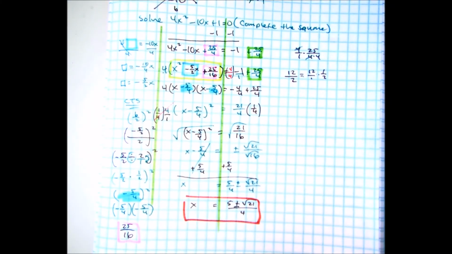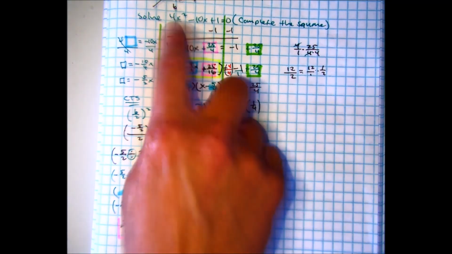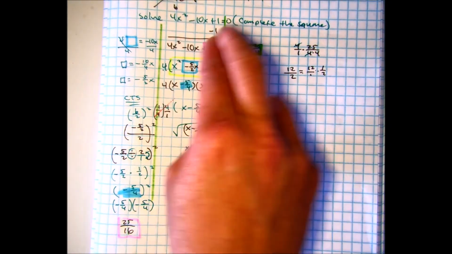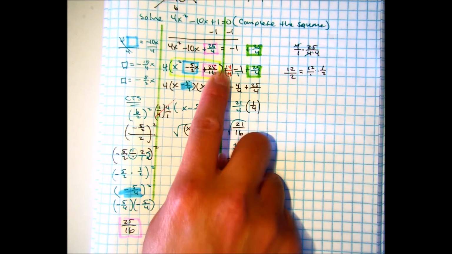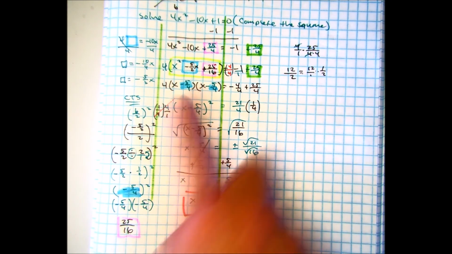So, to review, move the c value, factor out the a value, complete the square, make a perfect trinomial square, and then solve by the square root method.